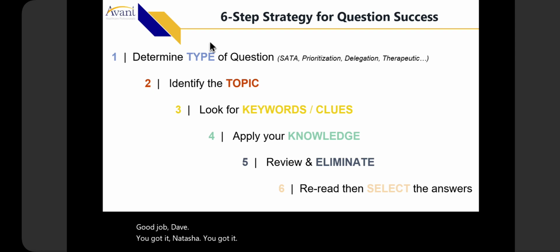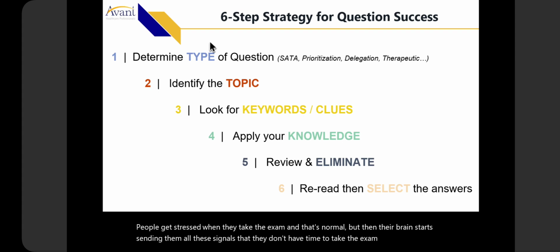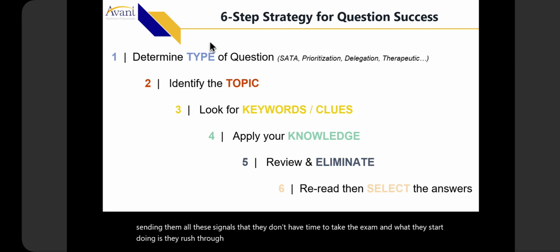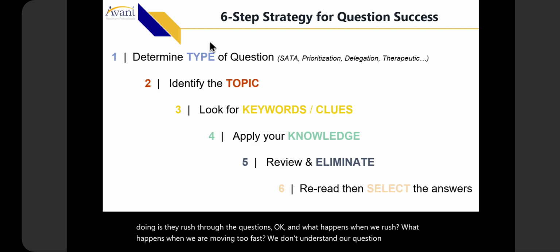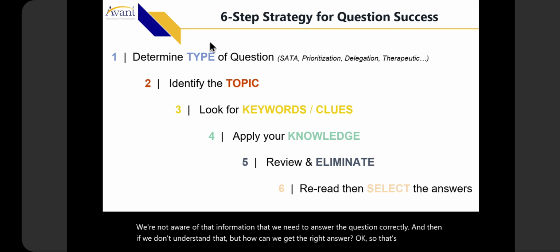The #1 mistake that we see, guys, is rushing through the exam. People get stressed when they take exams, and that's normal, but then their brain starts sending them all these signals that they don't have time to take the exam. And what they start doing is they rush through the questions. And what happens when we rush? What happens when we are moving too fast? Well, we don't understand our question. We're not aware of the information that we need to answer the question correctly. And if we don't understand that, how can we get the right answer? So that's the #1 mistake that we see on NCLEX: people rush through the exam.